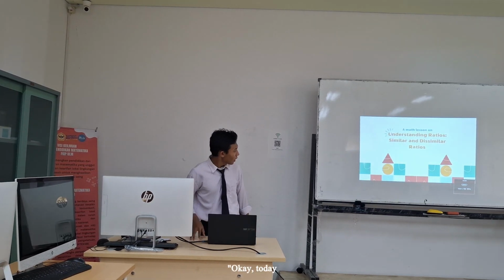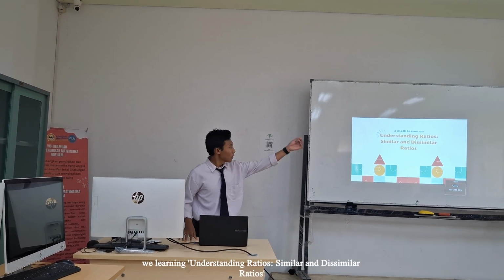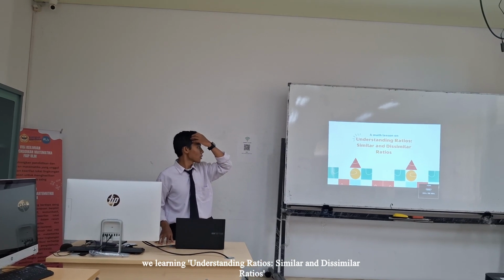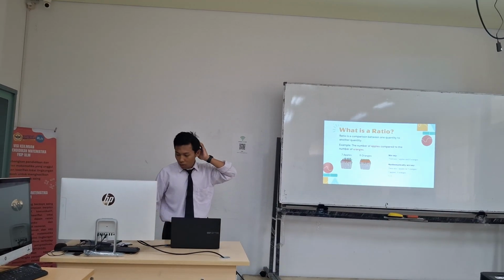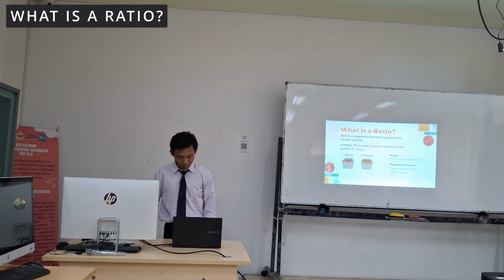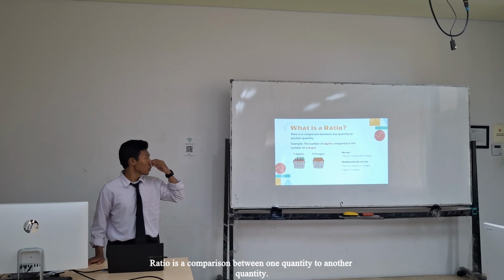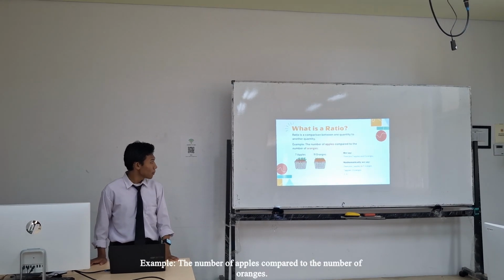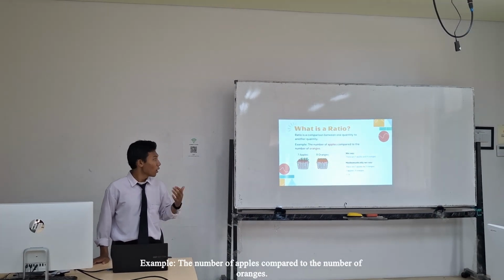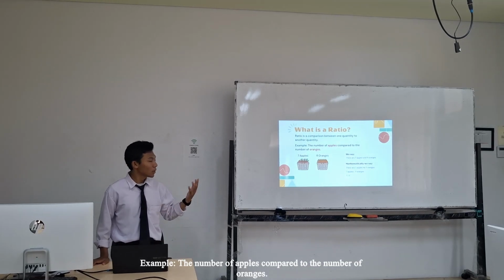Okay, today we are learning and understanding ratio, similar and dissimilar ratio. What is ratio? A ratio is a comparison of one quantity to another quantity. For example: the number of apples compared to the number of oranges.